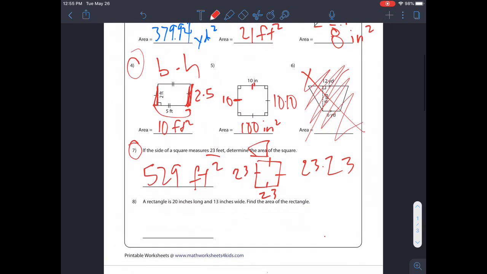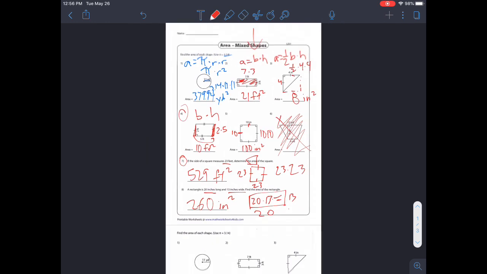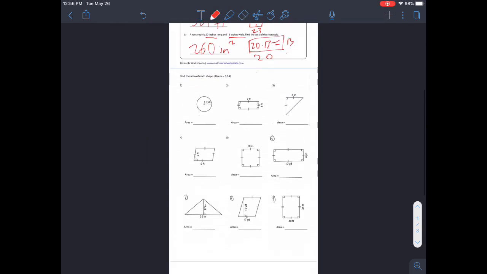And the very last one, a rectangle is 20 inches long and 13 inches wide. I draw it. Now the math I do, 20 times 13 equals, should be 260 inches squared.